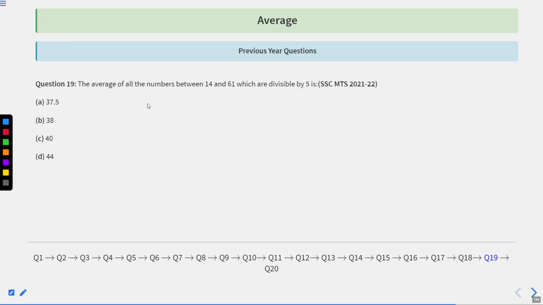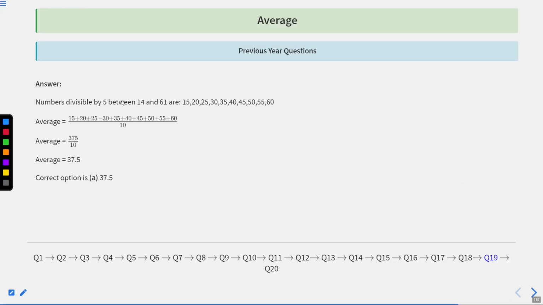So moving on to problem number 19. The average of all the numbers between 14 and 61 which are divisible by 5 is. So here we have to first identify what are all the numbers between 14 and 61 which are divisible by 5. So they are 15, 20, 25, 30, 35, 40, 45, 50, 55 and 60. So these are all the numbers between 14 and 61 that are divisible by 5.